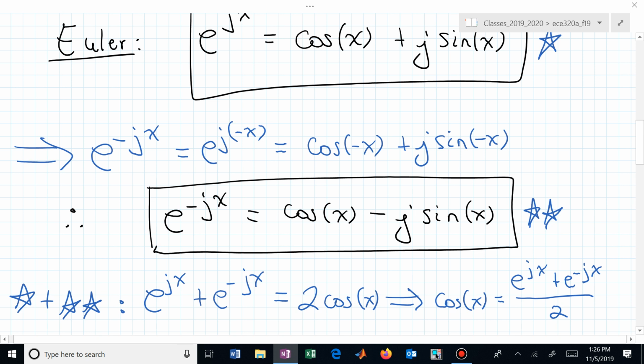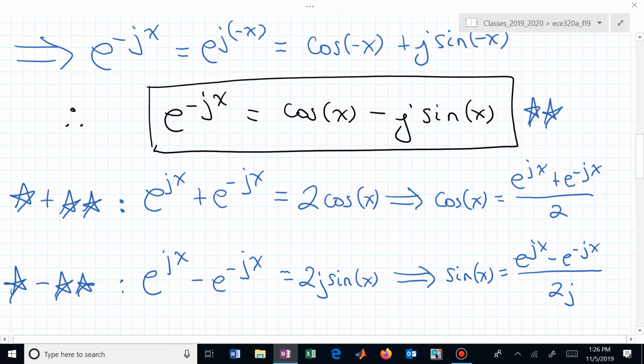But now you know what those equal. e to the jx plus e to the minus jx, that's 2 cosine of x. If we combine star and double star, the imaginary parts cancel, and now we have another friend that is all from Euler. Cosine of x is this combination of complex exponentials: e to the jx plus e to the minus jx over 2. And if we want the sine, we can subtract.